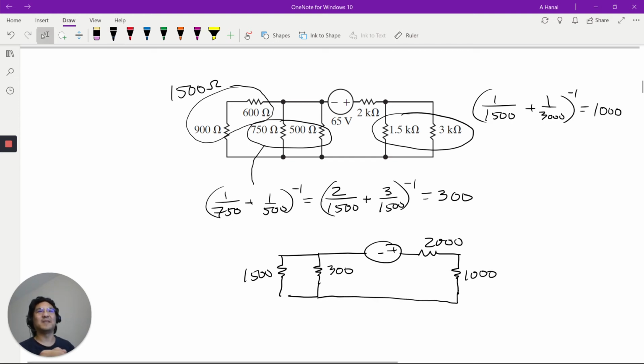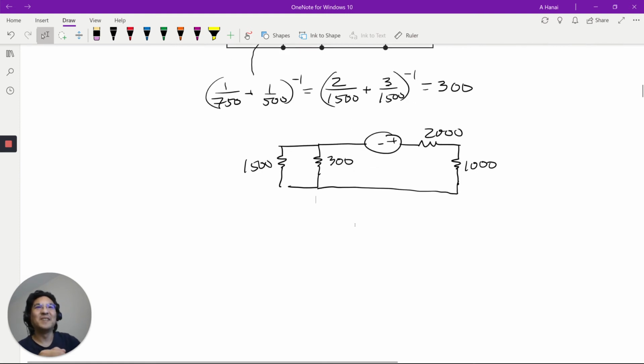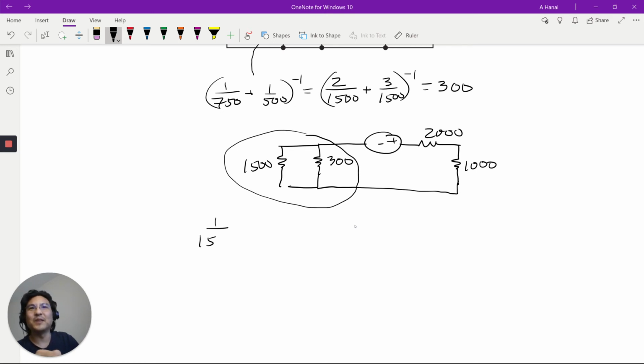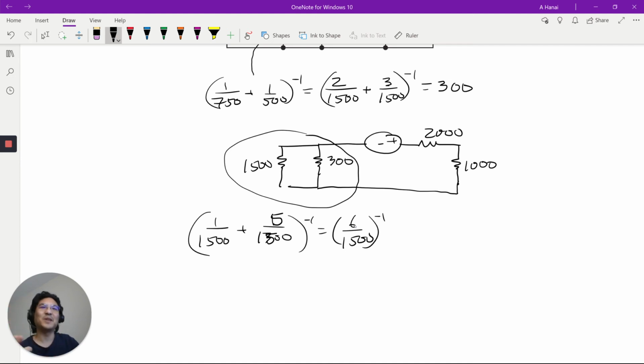Okay, so let's practice a little more. Well, maybe right off the bat, let's just do one at a time. How about these two in parallel? Okay, these two in parallel. So that's 1 over 1,500 plus 1 over 300. If we go times 5, then that's 5 over 1500. So that's 6 over 1500, and take the reciprocal. So 1500 over 6, that's 250.